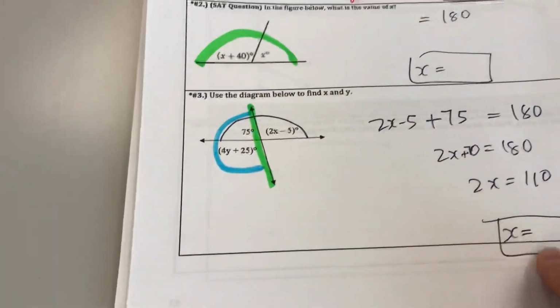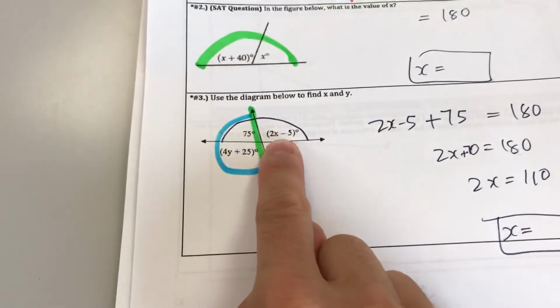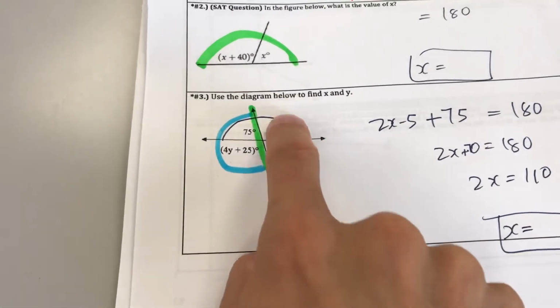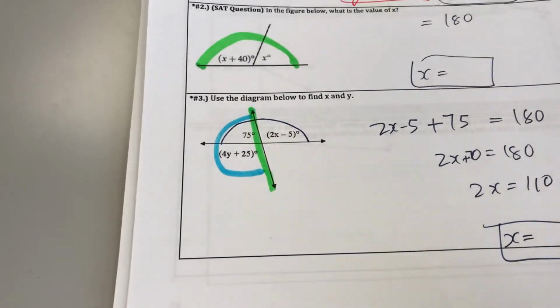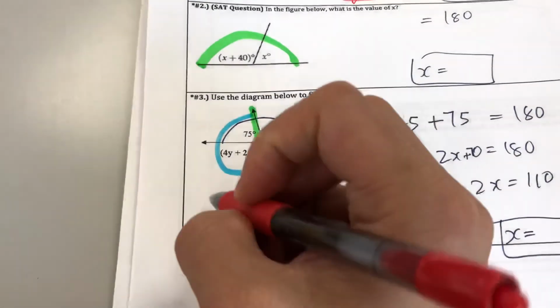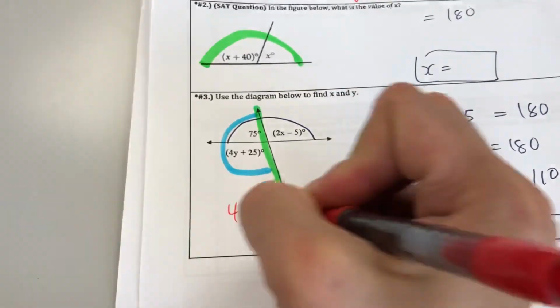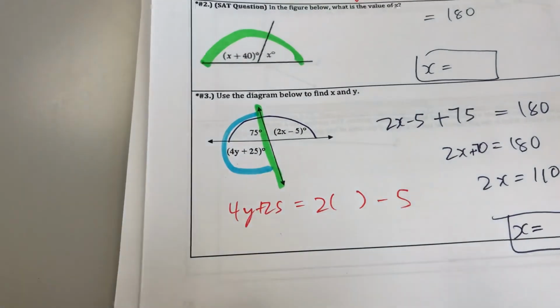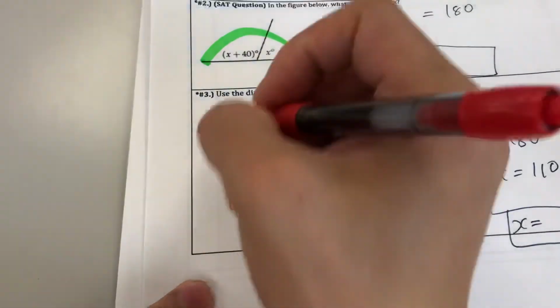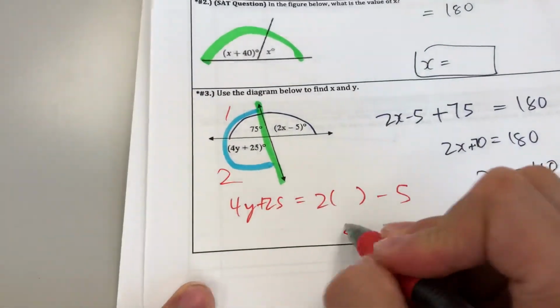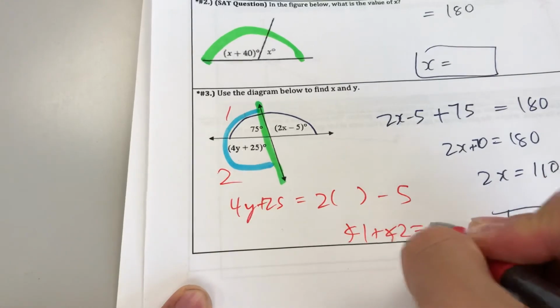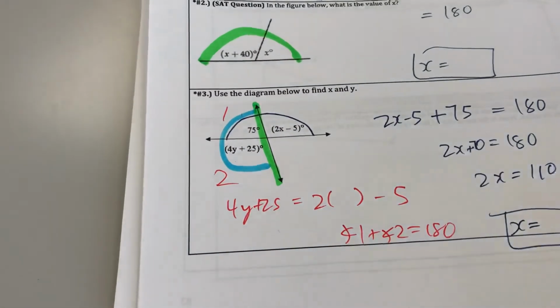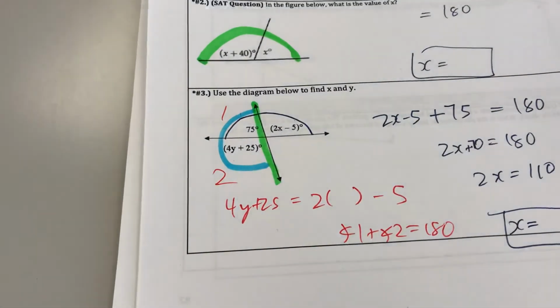Or you could substitute x into 2 times whatever x is, minus 5, and set that equal to 4y plus 25, because you already know. So I'm going to write 4y plus 25 equals 2 times whatever x is, minus 5. That's one way. Or the other way is going to be add angle 1 and angle 2 up to equal 180. Okay? But you're going to have to do that math on your own because I'm not showing you. All right, good luck. Have fun, guys.